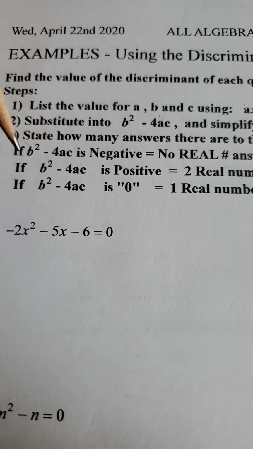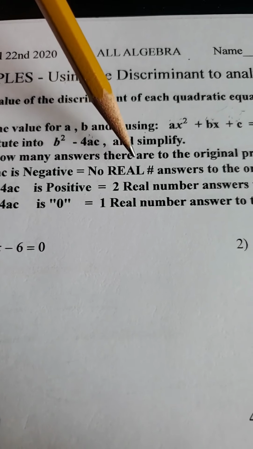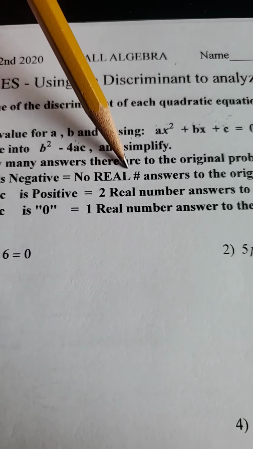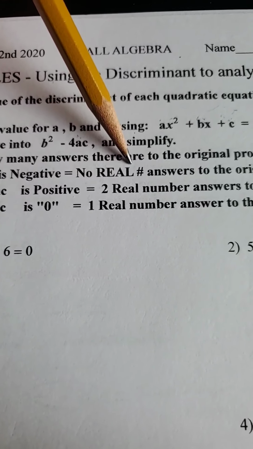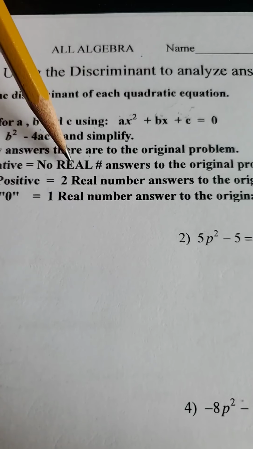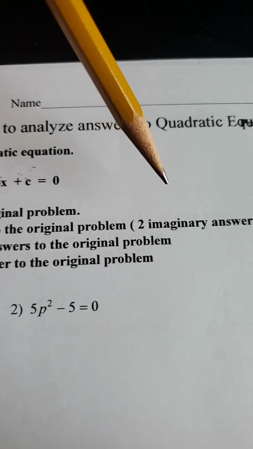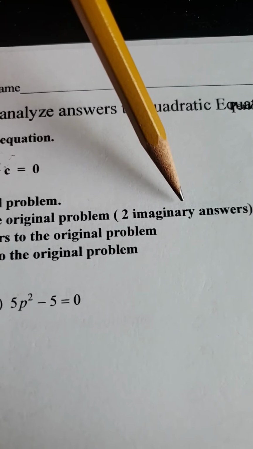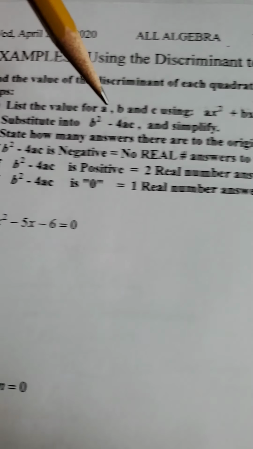Okay? If you get a negative number, that means that problem was not solvable to get an answer that you would understand at this point in your career. Okay? You would not get a real number at all. It's called two imaginary numbers. Okay? We'll talk more about that Friday.